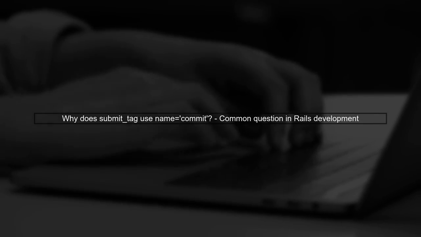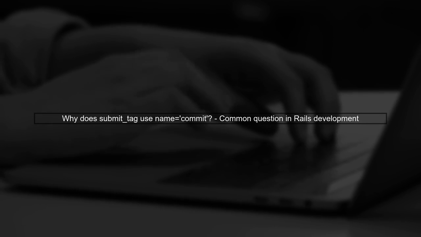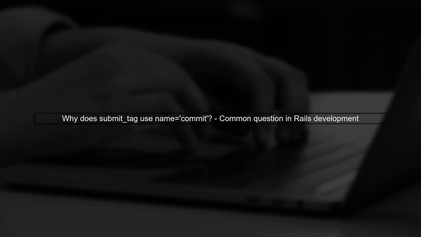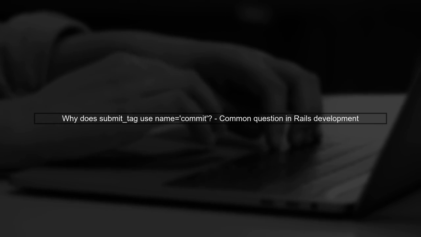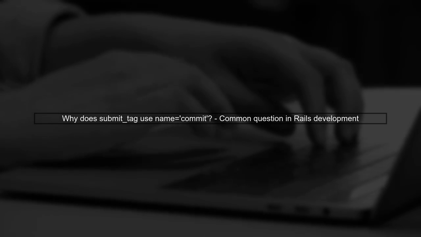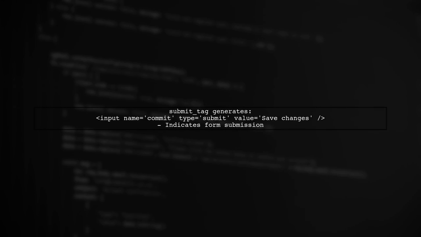Let's explore why the submit tag helper in Rails generates HTML with the name property set to commit. This is a common question among Rails developers. When you use the submit tag helper, it creates an input element for submitting forms. The name commit is used to indicate that this button is responsible for committing the form data.